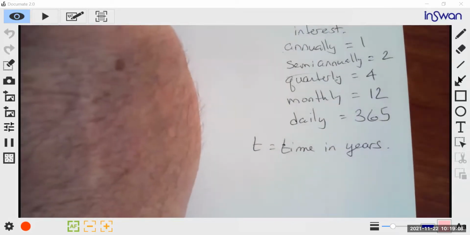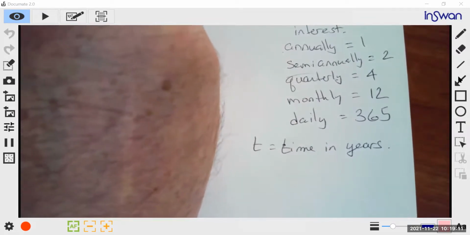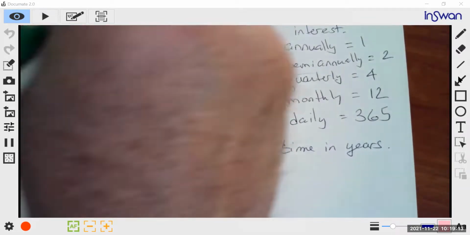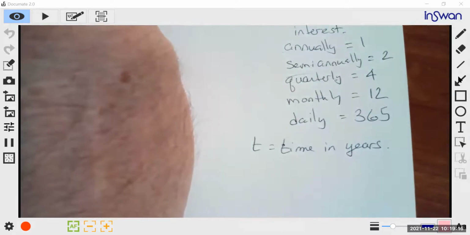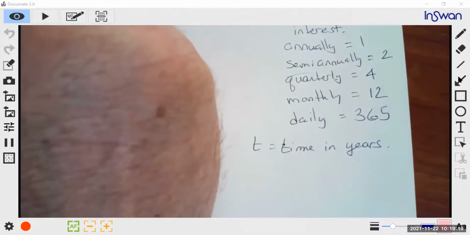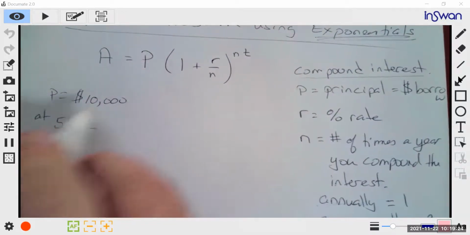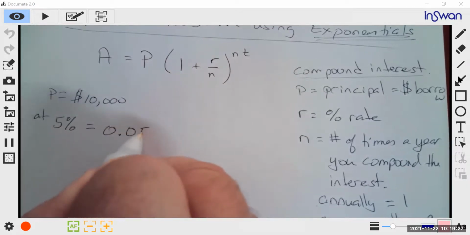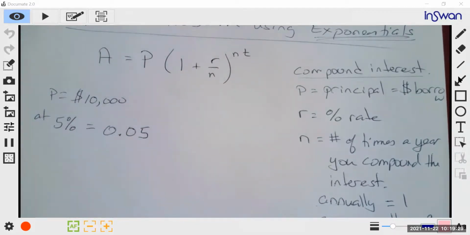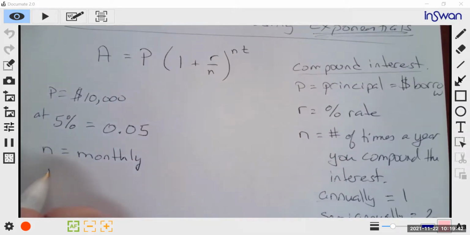So let's say you borrowed $10,000 at 5% interest. You have to convert it to a decimal, which is 0.05. It has to be a decimal. You do it monthly, and you're going to keep it for 3 years.